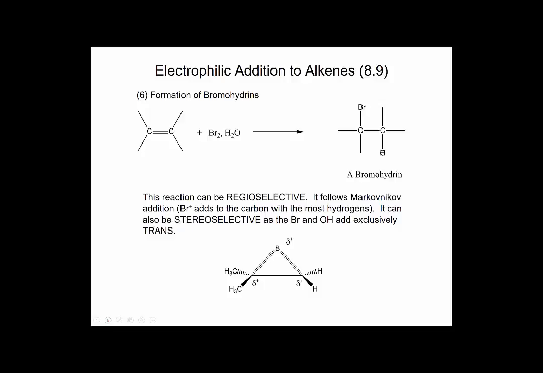So, a bromohydrin is when you add a Br and an OH across the double bond. That's a bromohydrin. The way that you get a Br and an OH across the double bond is to add Br2 and water. And usually there's an excess of water. So what happens in this case? Basically Br2 becomes a Br plus, and we form our bromonium ion.